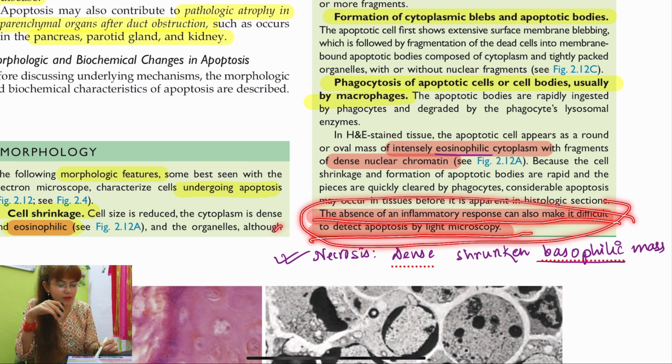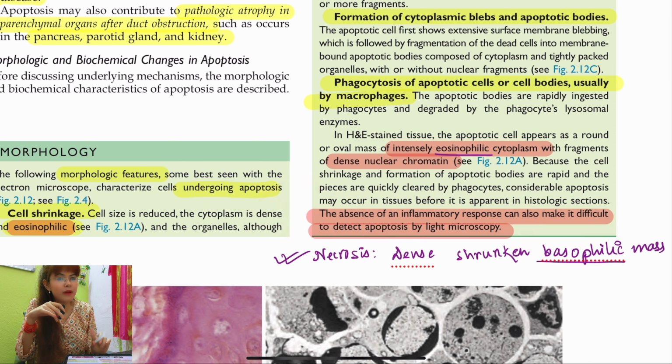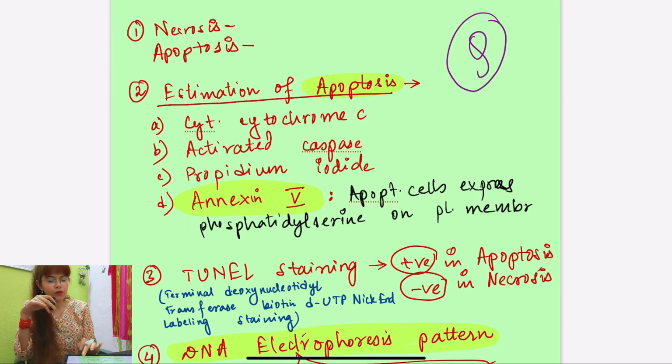So again, a very, very important point. If you are asked what is better or what can be used to diagnose or to detect apoptosis, it is not going to be light microscopy. It is rather going to be electron microscopy, because with light microscopy you can't detect it, because there is no inflammation here. So now, whenever the word basophilic is there, you will write necrosis, and whenever there is eosinophilic, then the word associated is going to be apoptosis.